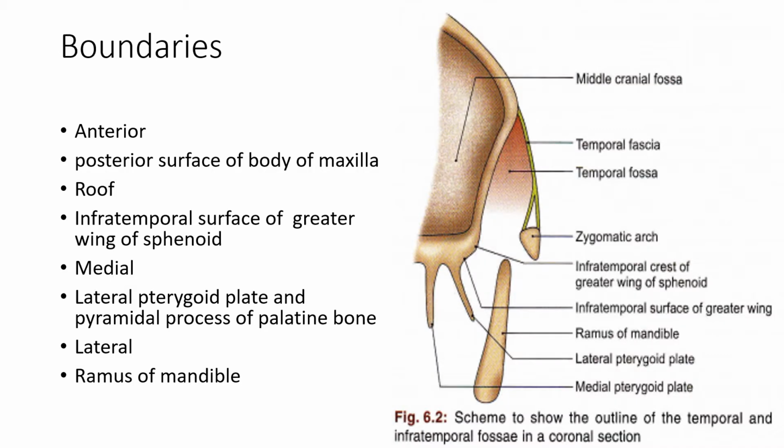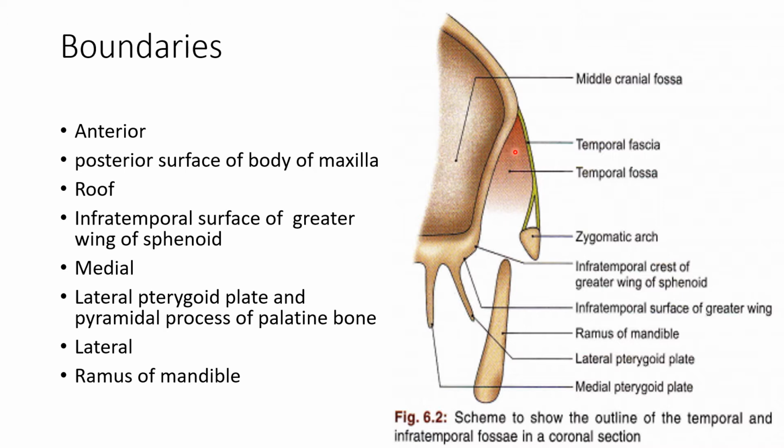Okay, what are the boundaries of the infratemporal fossa? So if we discuss the anterior boundary, anteriorly there is the posterior wall of the maxilla. You know that here is the maxilla bone. This is the zygomatic arch, and in front of the zygomatic arch there is the maxilla bone. So the infratemporal fossa's anterior boundary is formed by the maxilla, and the roof is formed basically by the greater wing of the sphenoid bone. And what about medially?